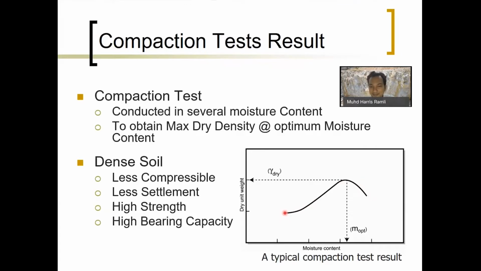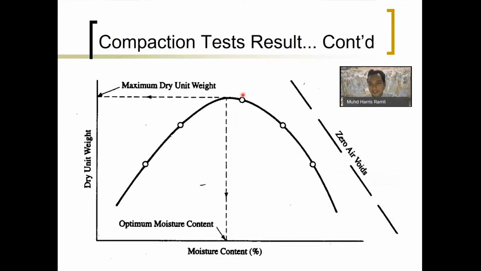It starts from a very low dry unit weight, as you can see here. Then as your moisture content increases, the unit weight also increases. The maximum dry density is at this point, at the peak of the curve. So this is a typical curve, and that's why it's called a curve.